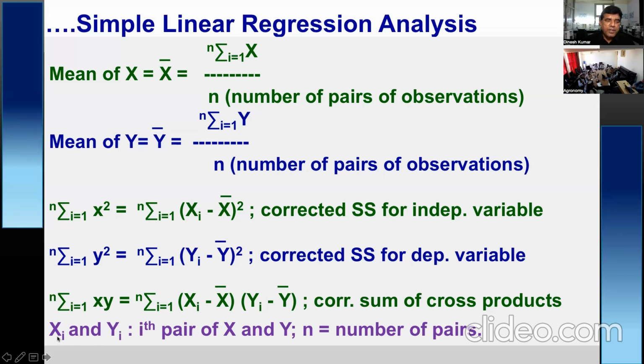And you know the meaning of xi. Here you are seeing xi, yi. This is xi, this is yi. This means the ith pair, because there are a number of pairs: first pair, second pair, third pair. So we need to take all the pairs. n is the number of pairs. How many pairs are there?